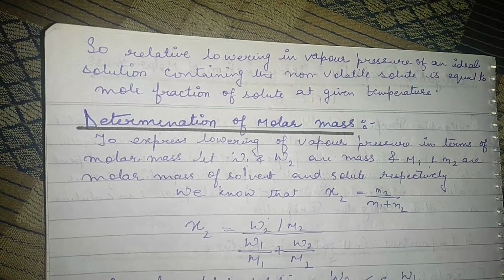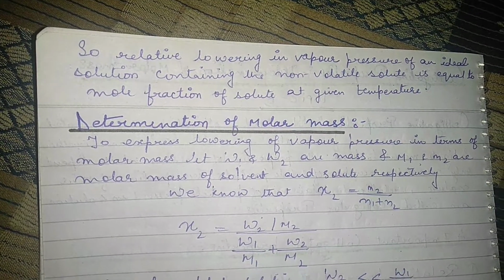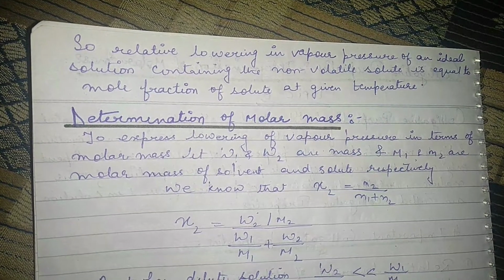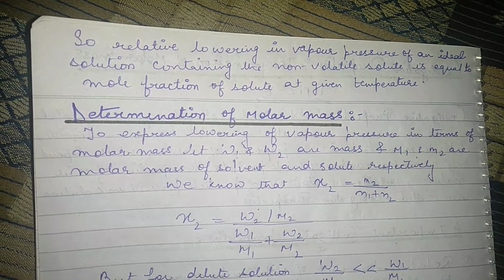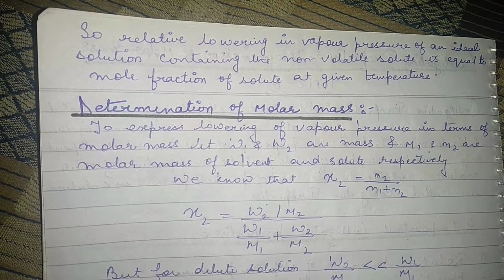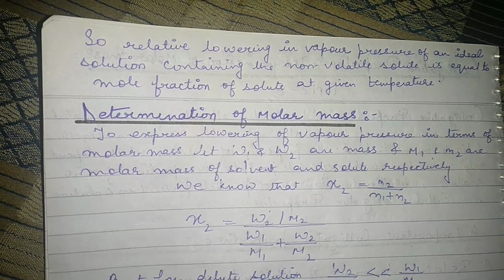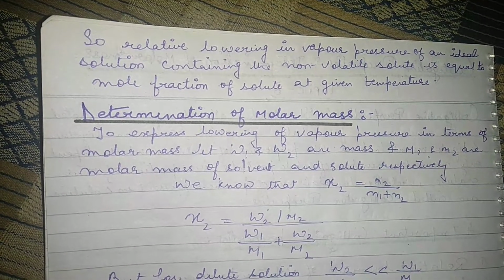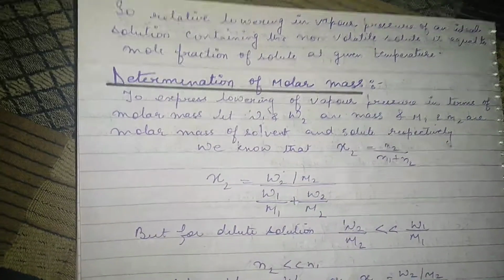So the relative lowering in the vapor pressure of an ideal solution containing a non-volatile solute is equal to the mole fraction of the solute at a given temperature. So this is a colligative property which depends upon the mole fraction of a solute. That is why this relative lowering in vapor pressure of a solution containing a non-volatile solute is equal to the mole fraction. So how can we determine the molar mass?